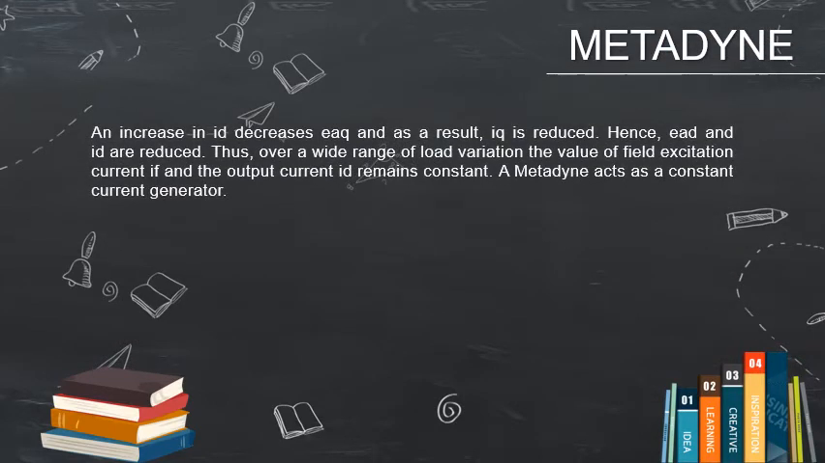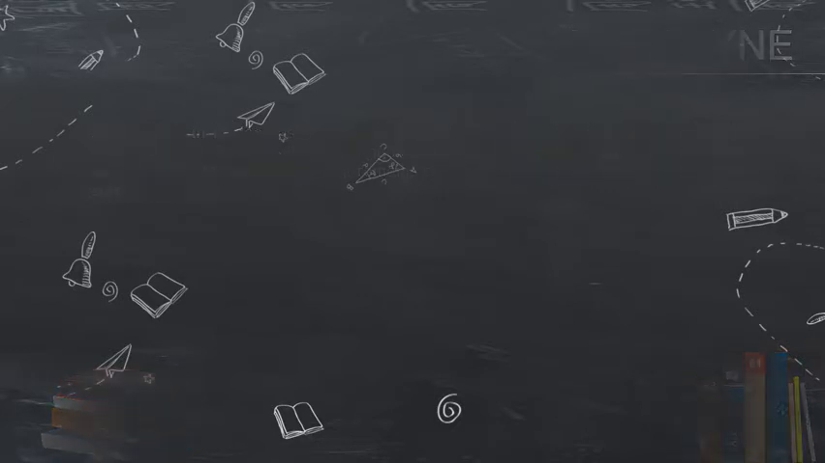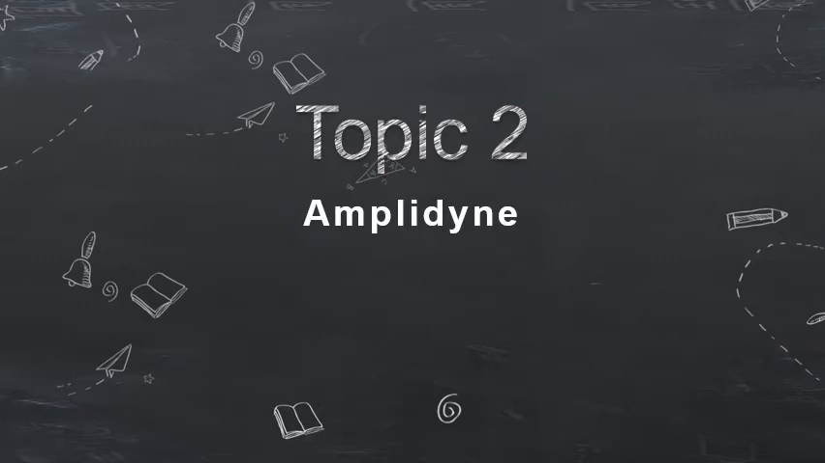An increase in ID, the direct axis current, decreases EAQ, and as a result IQ is reduced. Hence EAD and ID are reduced. Thus, over a wide range of load variation, the value of field excitation current IF and the output current ID remain constant. A metadyne acts as a constant current generator. So this is a simple definition of the metadyne. It acts just like a constant current generator. So this is all about the metadyne. Now we will move to the next topic. Name is amplidyne.